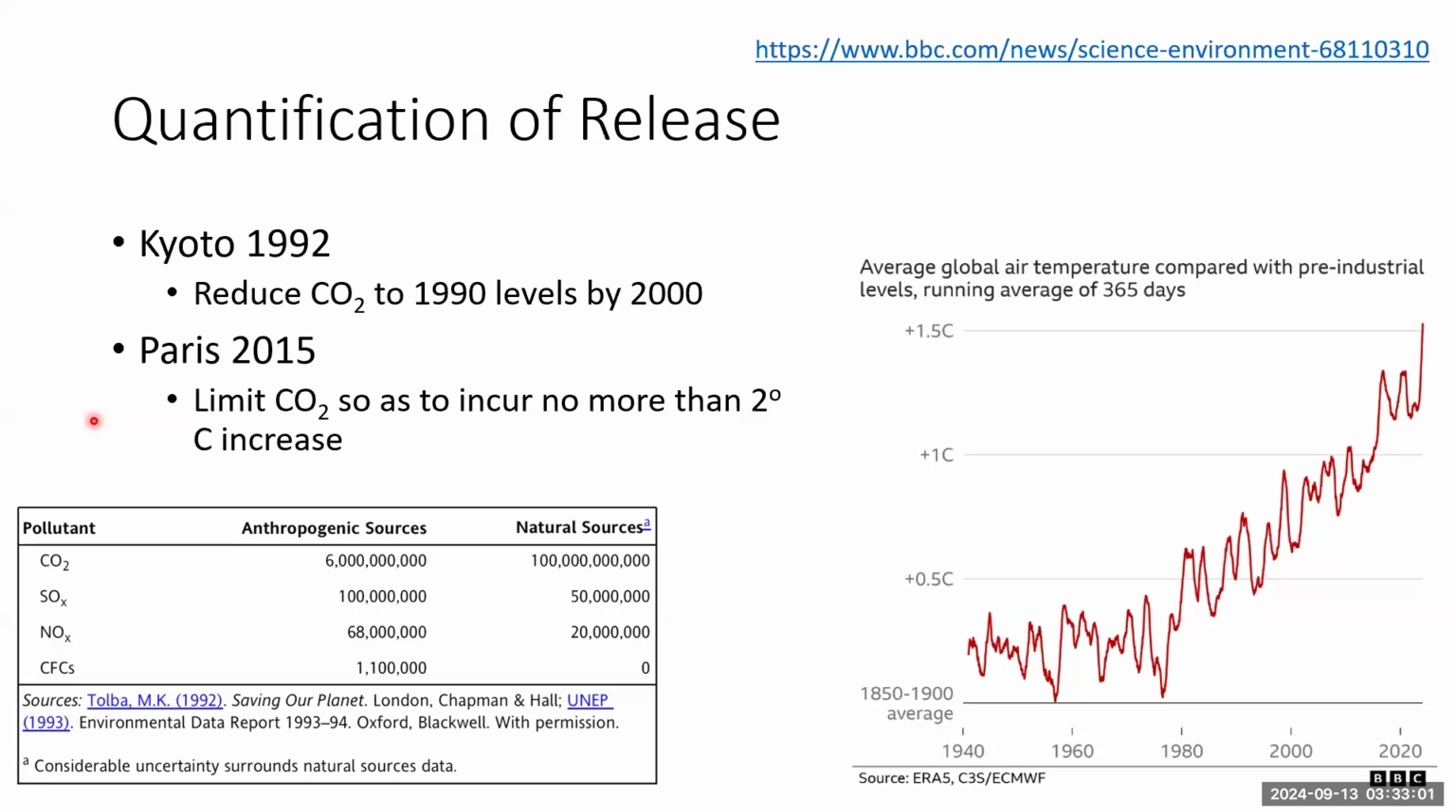We're still under that 2-degree limit. We are not under the 1.5 degree limit. As of last year, we did pass the 1.5 degree global average increase in temperature. And again, this is over pre-industrial levels. Why do you think we set this level of pre-industrial? What does it mean to be pre-industrial? Does anyone know what it means to be pre-industrial?